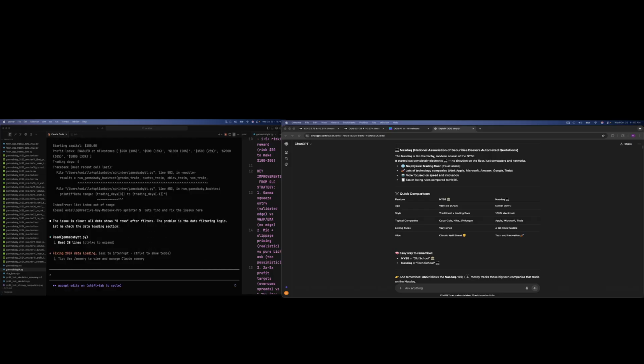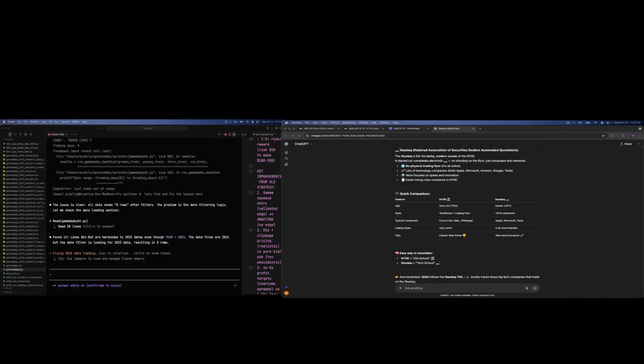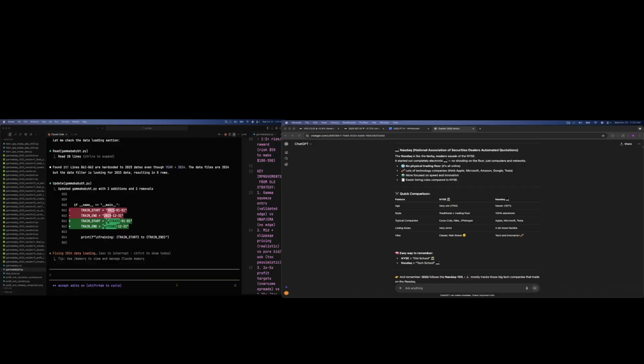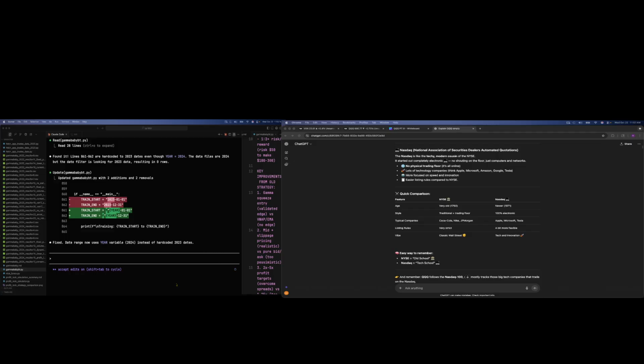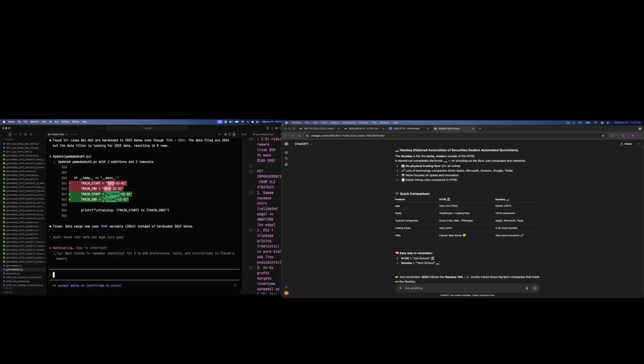You put the hot sauce on the burrito. I found it. It's hard coded at 23 instead of the year. Yes. I thought that was gonna fall. Double check your work and make sure it's good.